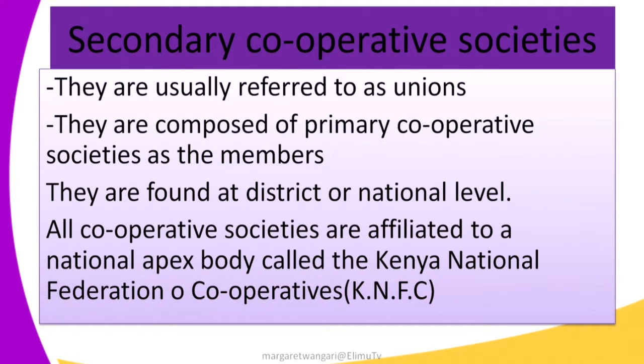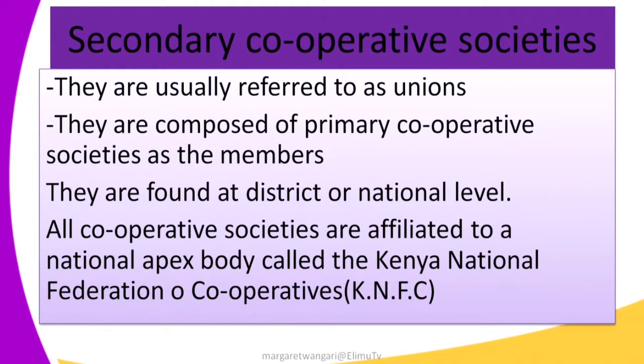So, a secondary cooperative society is composed of primary cooperative societies. So, primary cooperative societies are the members. And you find that these ones are mostly found at district levels or national levels. A very good example of a secondary cooperative society is the KPCU, which deals with coffee. We also have the KNFC, an abbreviation of Kenya National Federation of Cooperatives. And you'll find that all cooperatives are under one umbrella. We could refer to it as the apex body called the Kenya National Federation of Cooperatives.